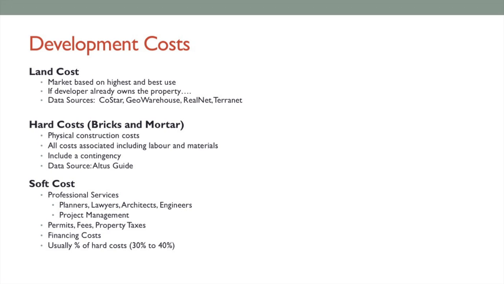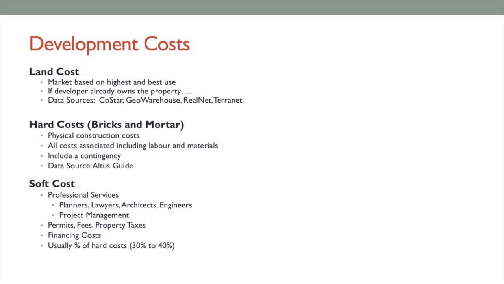Then there's the hard cost, which is the bricks and mortar. How much does it cost to physically build the structure? So anything associated with the construction of a building is considered a hard cost. The materials, the labor, that's all hard cost. And the developers also include a contingency, to be conservative, the notion being that there may be some unforeseen situations that arise during the construction period, so they'll include that as well. And there are sources for that.